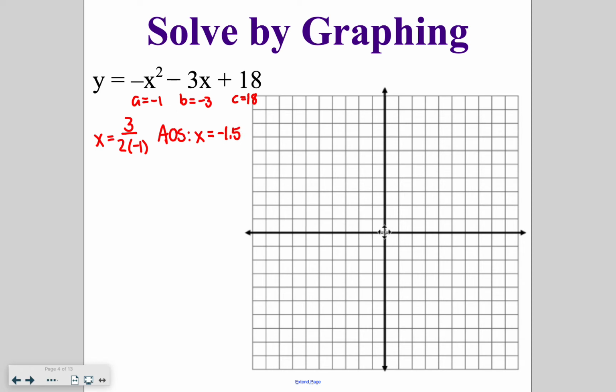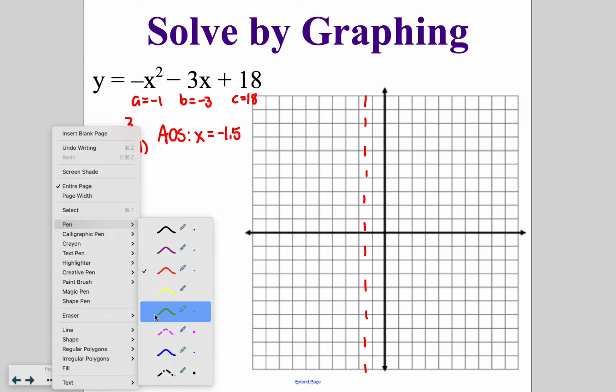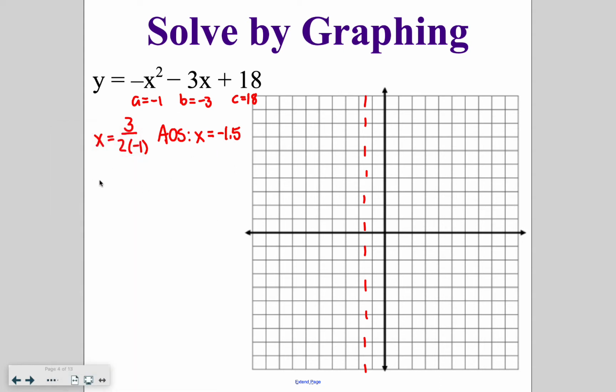So I come over -1.5 and I put in that vertical dashed line that's going to help us figure out where our points are reflected over. Then I need to figure out my vertex. Remember, in order to do that, you are taking your answer for x and plugging it in. So I've got negative, and then in parentheses, -1.5. The -1.5 is my x. This outside negative is the negative in front of my x squared.